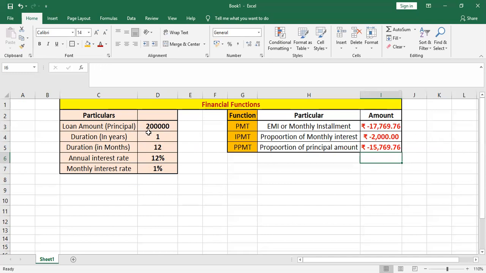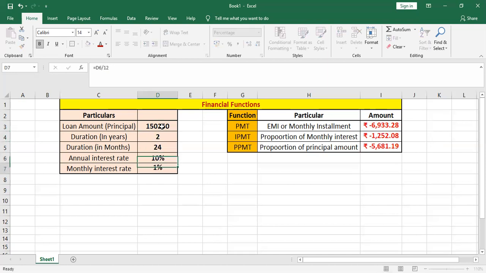Now let's change a bit. Okay, I'll change the amount to 1 lakh. Or we can just complicate it better: 1,50,250. Good to go. You can see everything is changing accordingly. I can change the duration of years to 2 years. You can see the months have become 24. My rate is 10% maybe. Then again 1% per month, and you can see here it's changing accordingly.